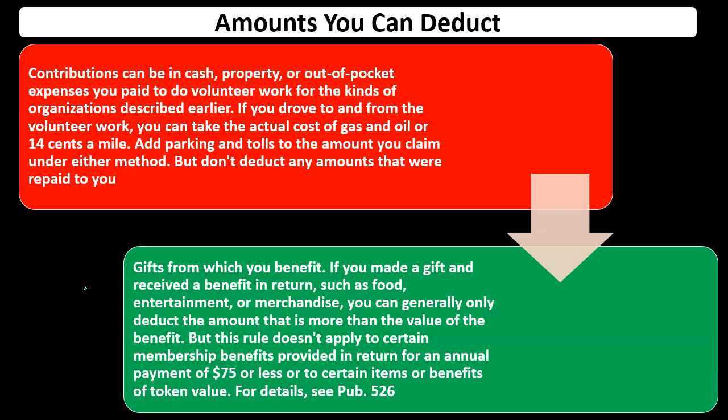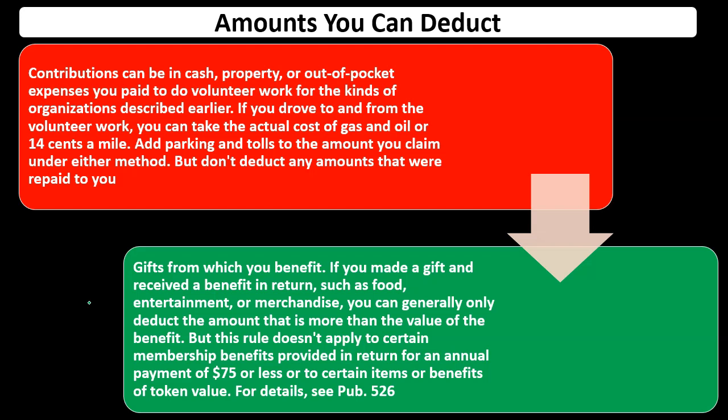Gifts from which you benefit. If you made a gift and receive a benefit in return, such as food, entertainment, or merchandise, you can generally only deduct the amount that is more than the value of the benefit. But this rule doesn't apply to certain membership benefits provided in return for annual payments of $75 or less, or to certain items or benefits of token value. So if they're giving you something that's token value, it's basically not worth much at all, then you don't have to take that into consideration.